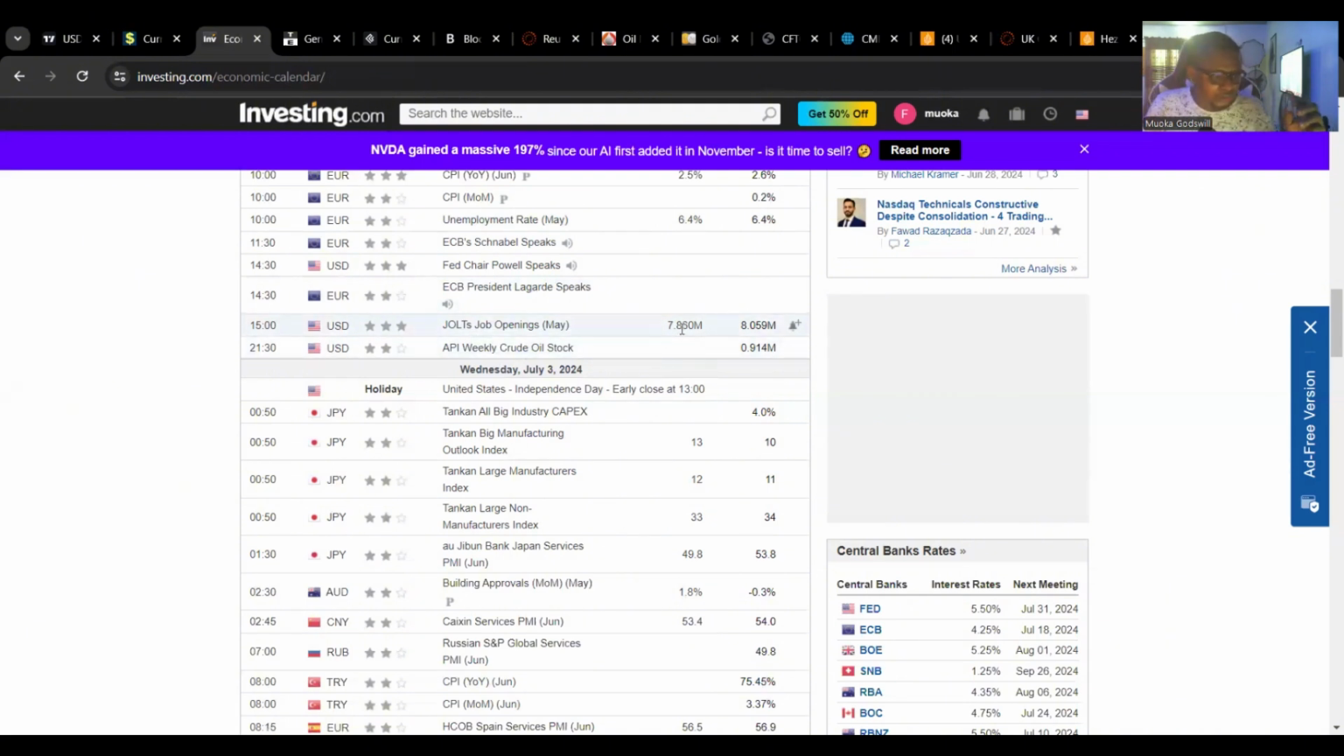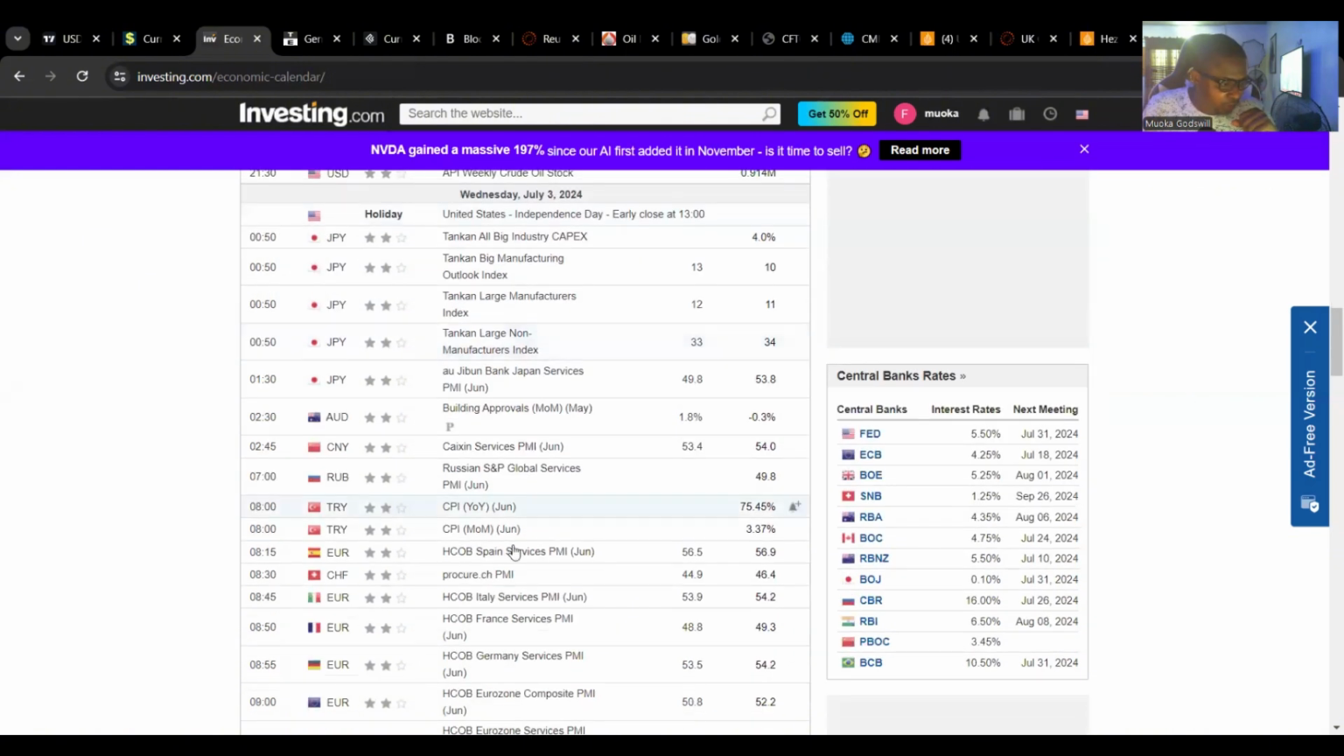So job openings, which is deflationary for the dollar. But the gap here is not so much, but it's deflationary for the dollar. So pay attention to that.